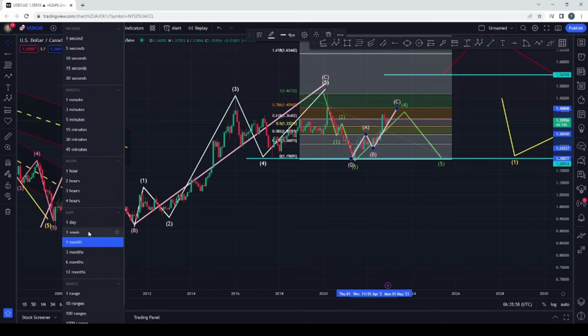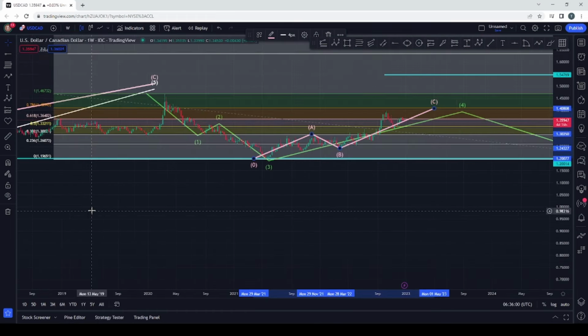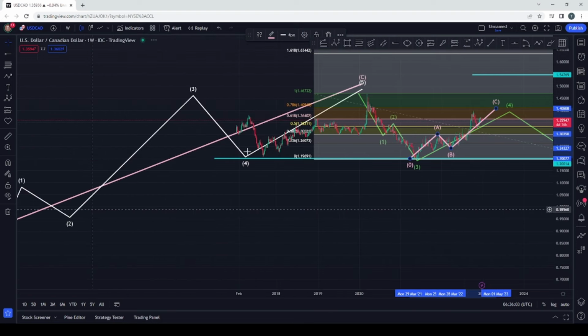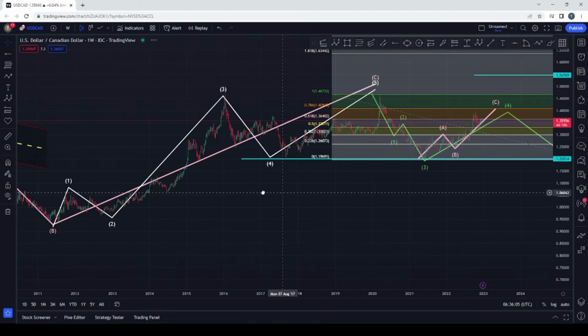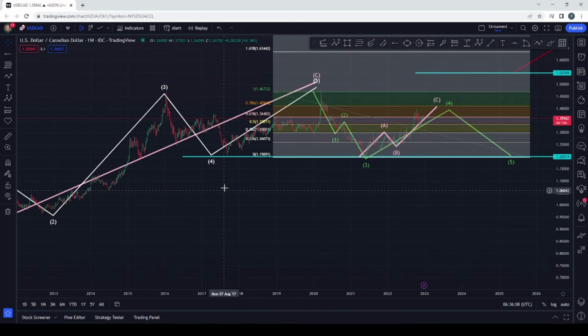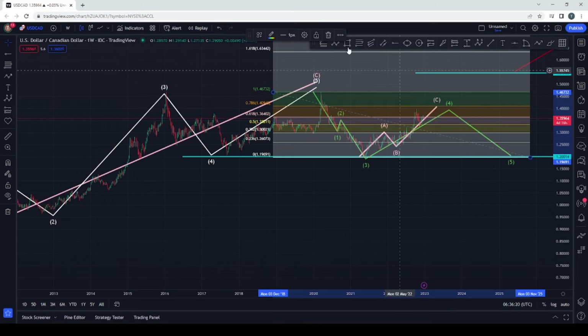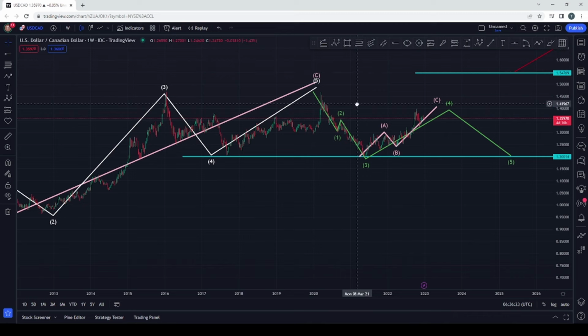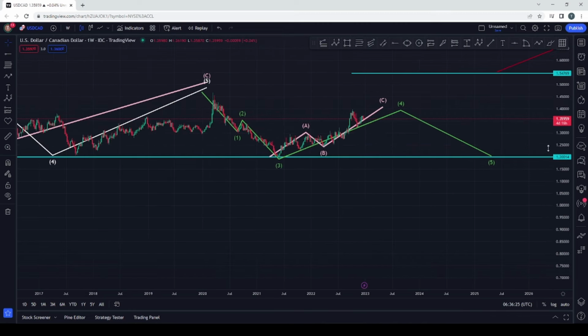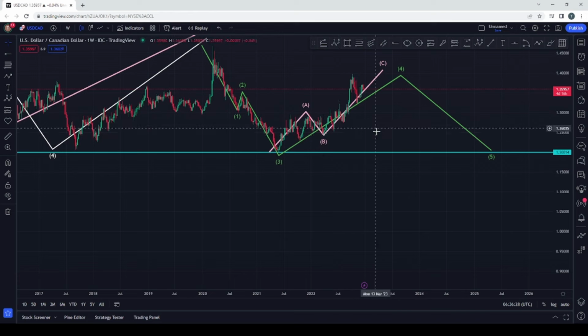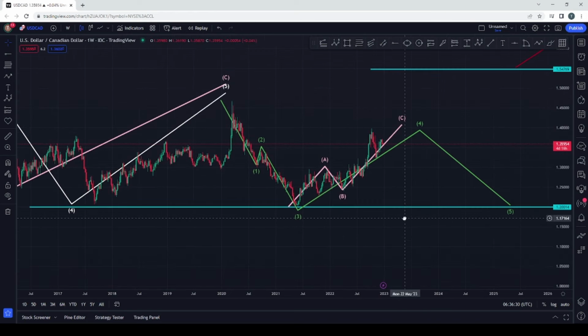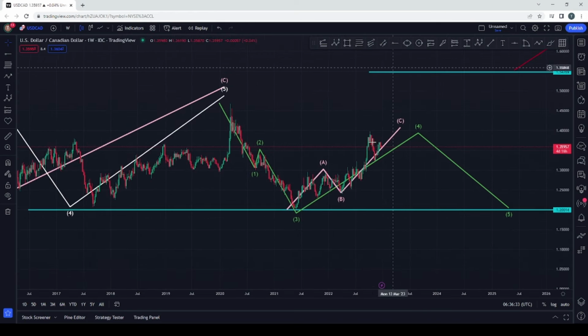let me go to the weekly time frame. So for the weekly time frame, this is the first wave, second, third, fourth, fifth. So now to explain what's happening down here, this is the fourth wave.